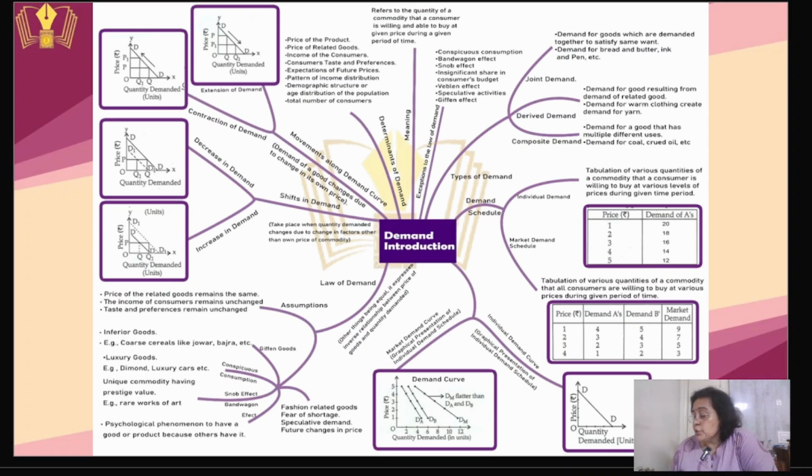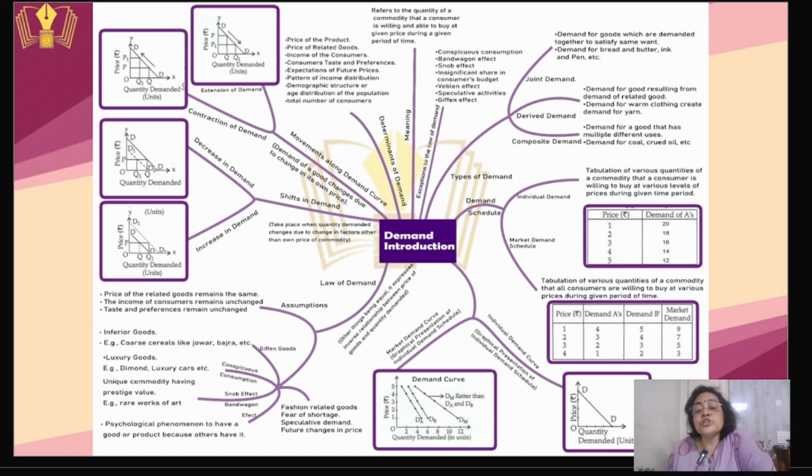Then you have speculative activities. Goods which are objects of speculation may defy the law of demand. When the price of such a commodity rises, people may increase their purchase of that commodity in expectation that the price would rise even further in future. This happens in the share market also.